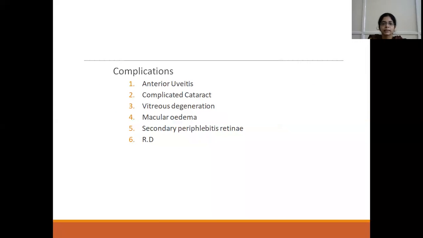Now, again, what are the complications? Again, very similar. Suppose the inflammation from the posterior part is spreading to the anterior part, you would have anterior uveitis. And then suppose there is long-standing uveitis, you can have complicated cataract. And then you can have, as I said, vitreous degeneration when there is lots of vitritis and vitreous opacities. Again, there could be periphlebitis retinae, which is retinal vasculitis, or to be more specific, inflammation of the retinal veins. Retinal detachment can also occur. So these are usually the complications.